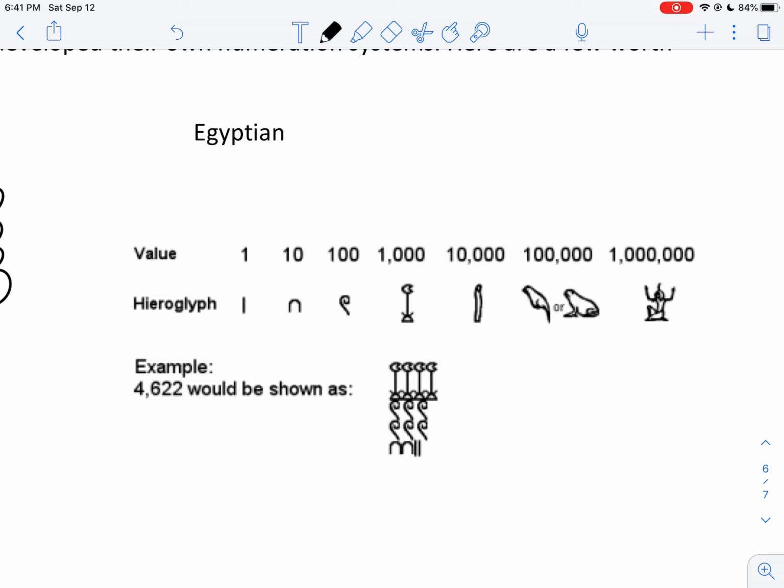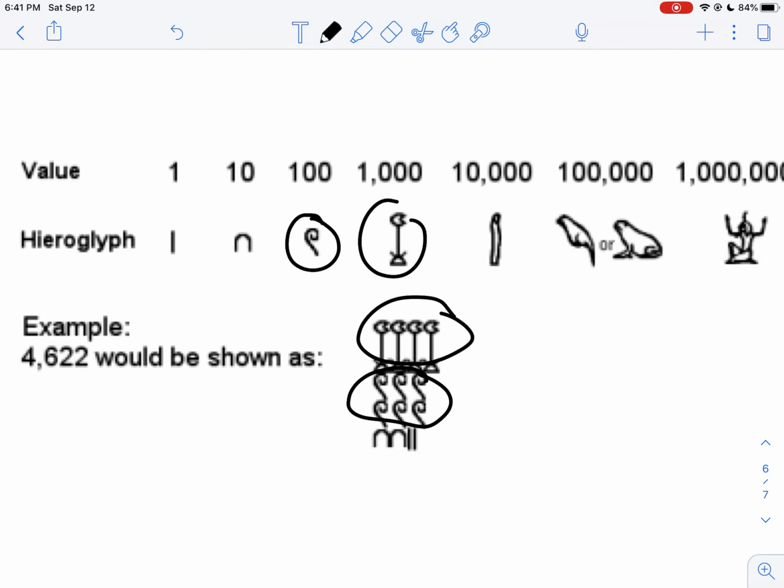And they represent these different values. Here's an example of 4,000. So they do the 1,000 symbol, 4 of them. And then below that they put 6 ropes there, and each rope is 100. So this is 4,600. And then below that we see a couple of 10s followed by a couple of 1s. So 22.